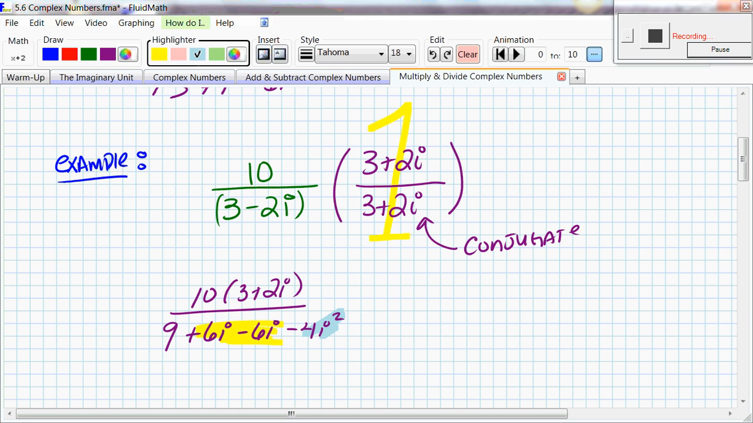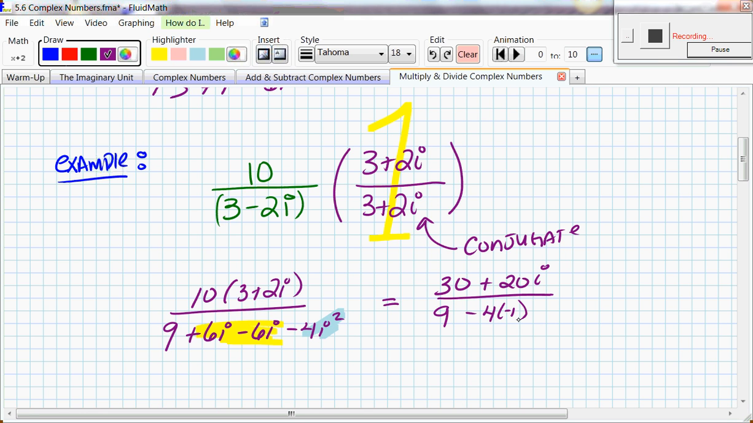You guys with me? Okay. So, here's what I get for the top. I get 30 plus 20i. In the denominator, all I have is 9 plus 4. Do you guys see it? Yeah, this is going to be 9 minus 4 times negative 1, because the two things highlighted get canceled out. So that gives me 30 plus 20i, all divided by how much?